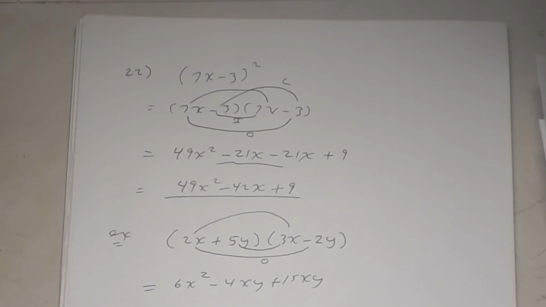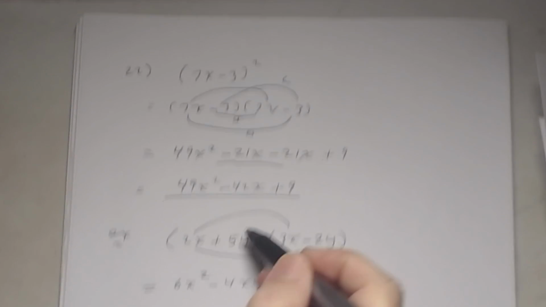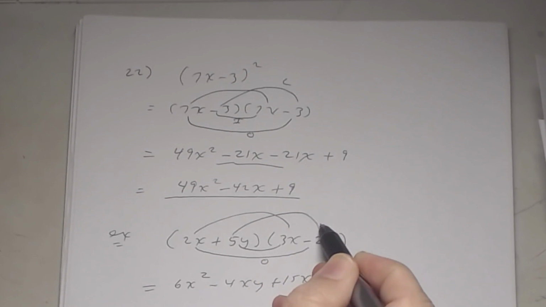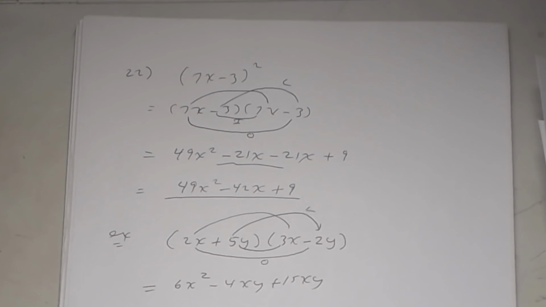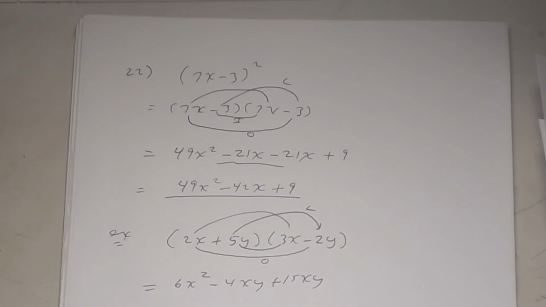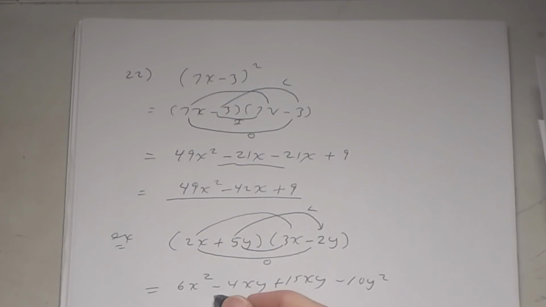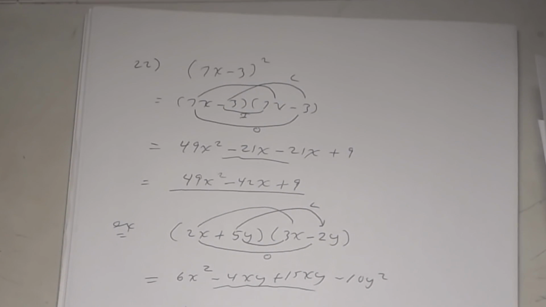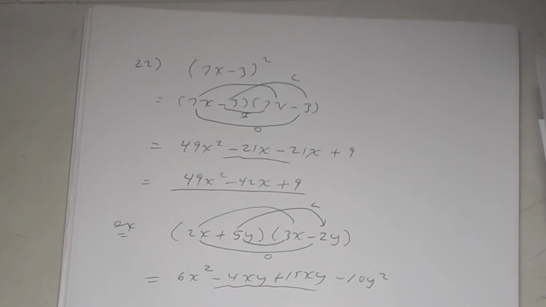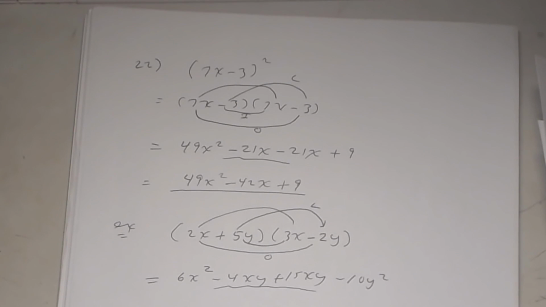And now the last term of each binomial. What's a positive 5y times a what? Negative 2y. So what's a positive 5y times a negative 2y? 10y squared. What kind of 10y squared? Negative. All right, so that's my four terms. Can I combine anything? Yes. The xy's, right? So what's a negative 4xy and a positive 15xy? 11xy. Okay, good. So I get 6x squared plus 11xy and then minus 10y squared. Yes. Okay, that's your answer. All right.